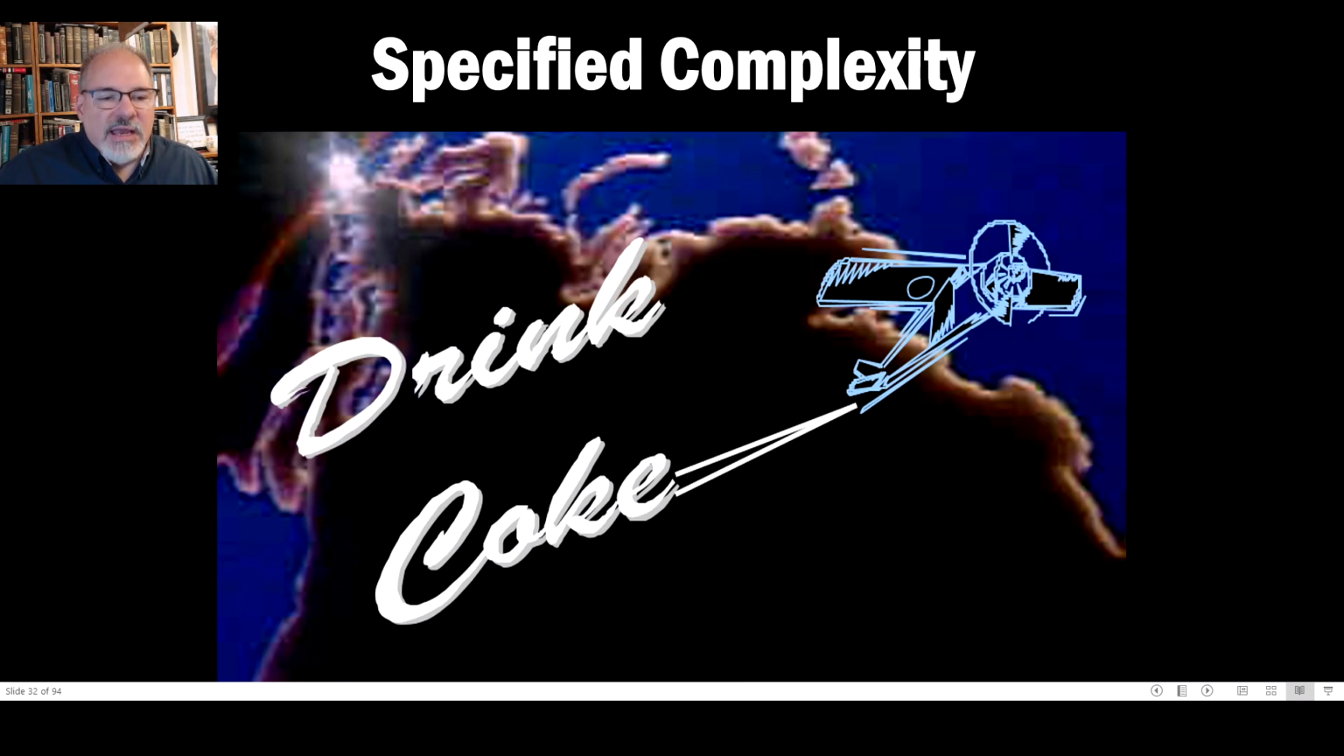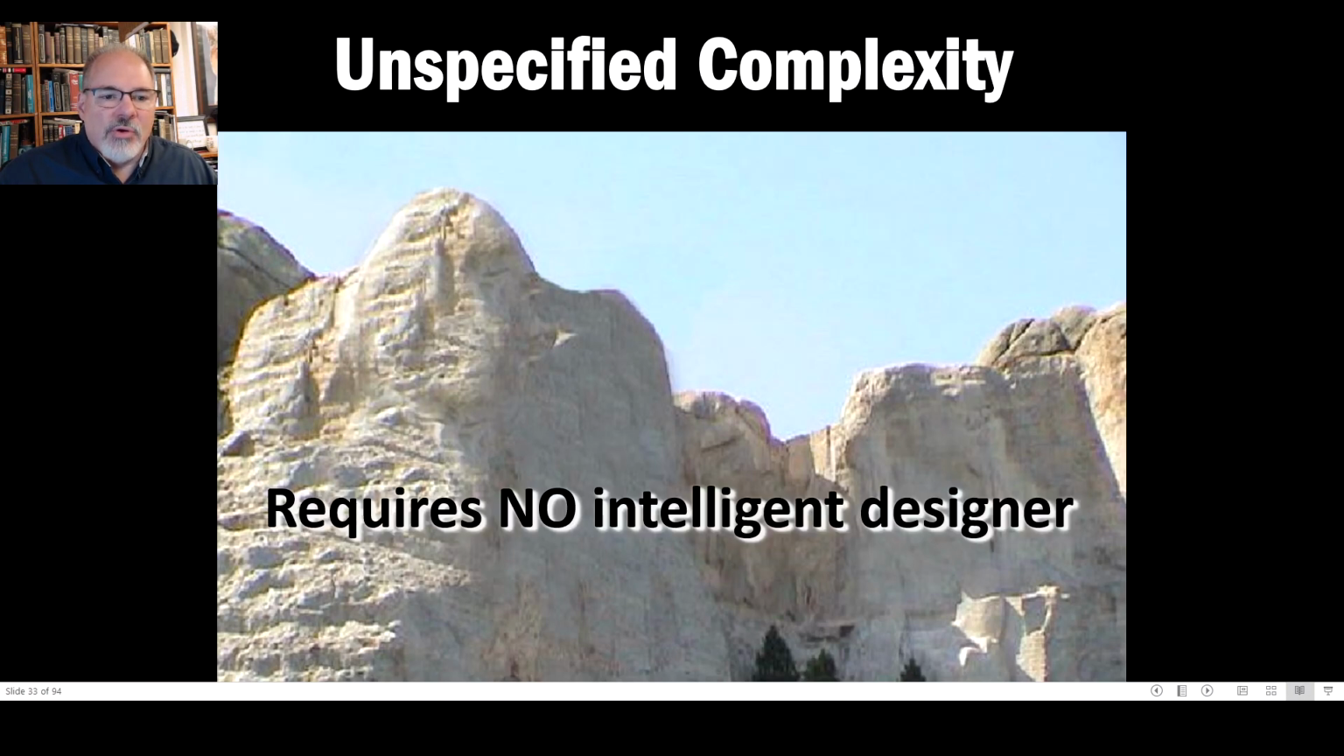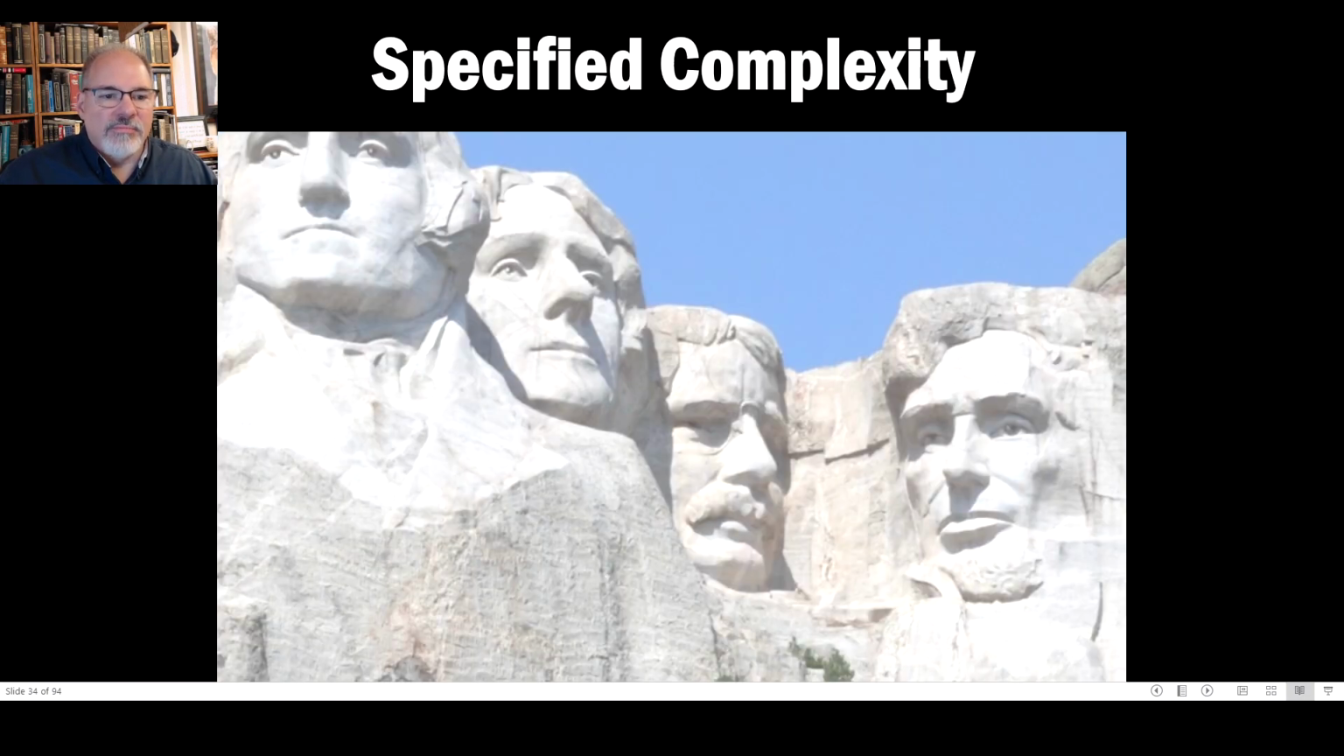So this is specified complexity, right? If you saw a skywriter, it requires an intelligent designer. And this is unspecified complexity. Just these rocks are random, right? Requires no intelligent designer. And it's non-repetitive and random, okay? So you're not going to go to a whole bunch of places in the world and see this precise rock configuration. It is the effect of the random natural weather.